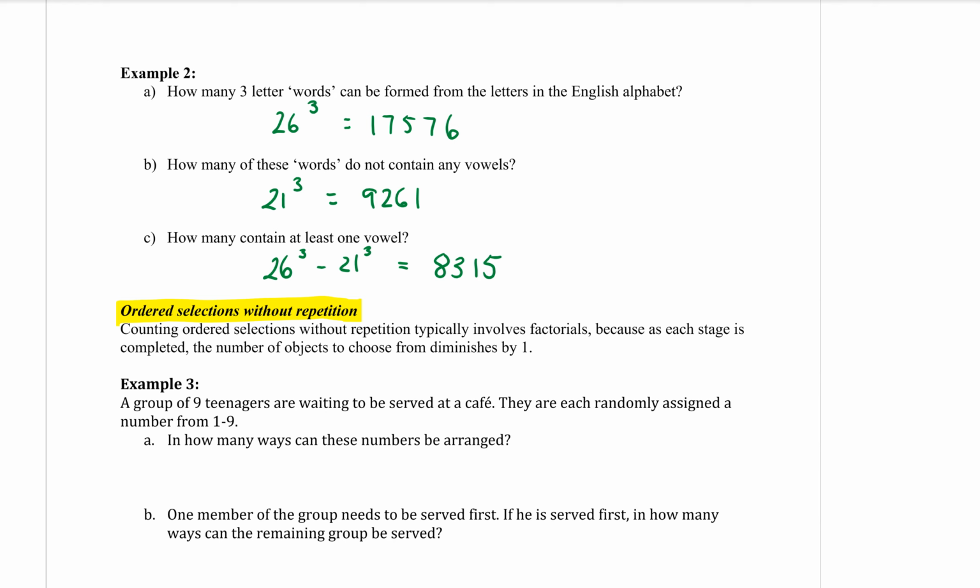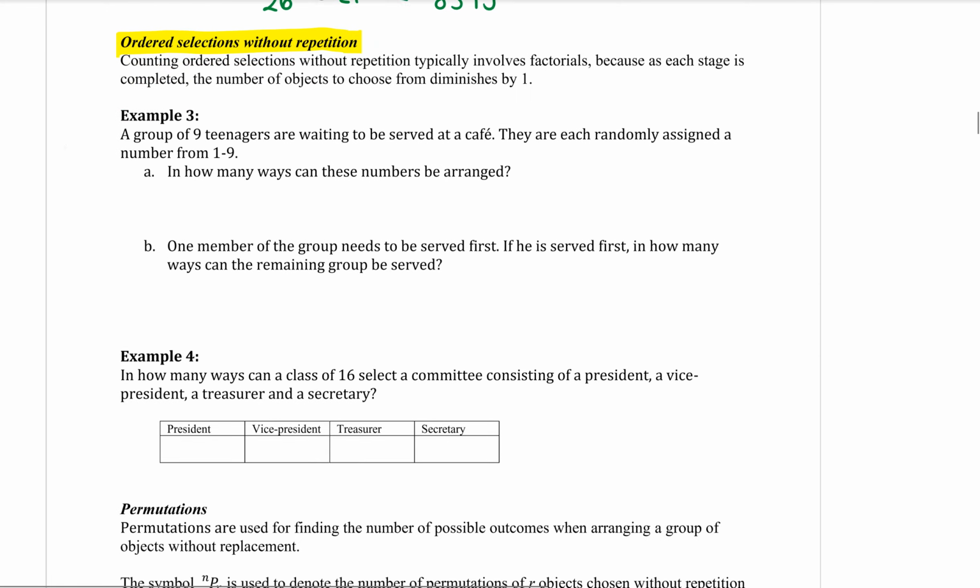So for example, and we've touched on these ones already last lesson, a group of 9 teenagers are waiting to be served at a cafe. Sounds a bit like my bus stop, doesn't it? They are randomly assigned a number from 1 to 9. Basically, you're putting them in order, in a line from 1 to 9. Okay, how am I going to do that? 9 factorial.